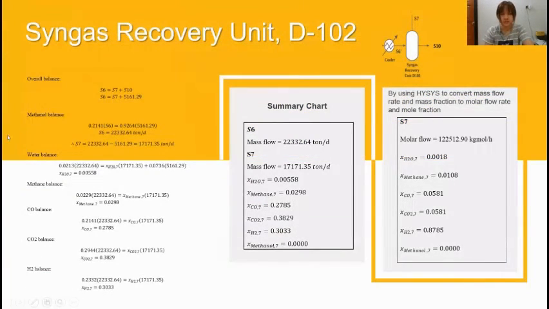After that, we can continue our calculation in the syngas recovery unit. After performing all the calculations, we get that the mass flow of stream 6 is equal to 22,332.64 tons per day, and the mass flow of stream 7 is equal to 17,171.35 tons per day.